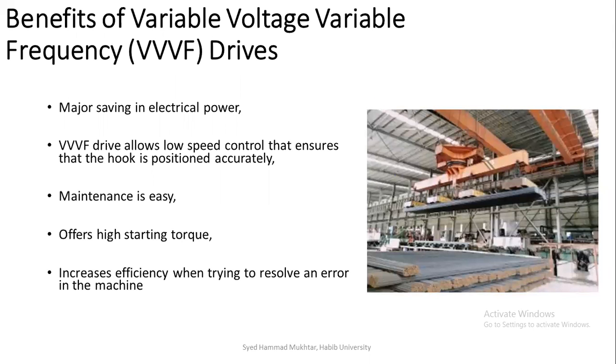So what are the benefits of variable voltage, variable frequency drives? As mentioned earlier, they play an important role in saving electrical power. They allow speed control that ensures that the hook of the crane is positioned accurately, unlike in the previous cases when we used rotor resistance. Maintenance is easy as compared to DC drives, which are quite expensive to maintain. They offer high starting torque. The efficiency increases when trying to resolve an error in the machine because they immediately point out the exact location where the error has occurred.